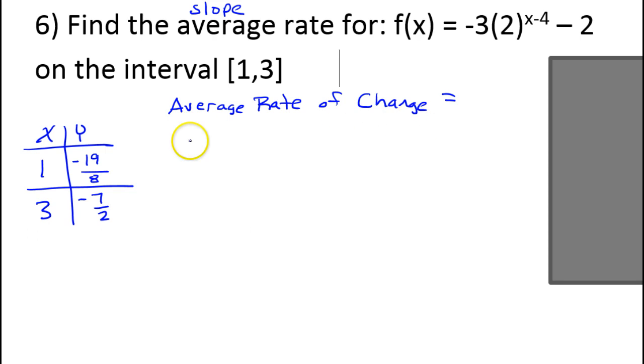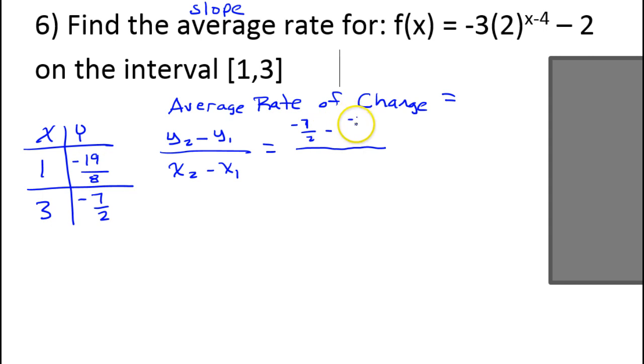Since average rate of change is the slope, then we will use the slope formula, which is y2 minus y1 over x2 minus x1. So let's go. So y minus y, so that is negative 7 over 2. That is a horrible 7. Negative 7 over 2 minus, and then my next y value is negative 19 over 8. Okay, and then that's over x minus x, so this will be 3 minus 1.